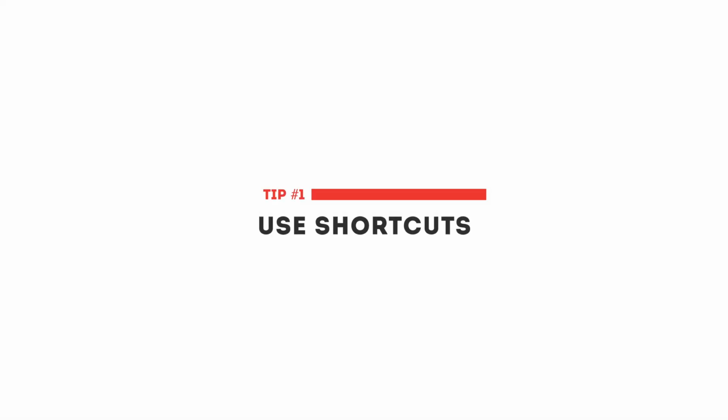With that said, let's get into the first item on this list of time-saving tips to help you edit faster in Final Cut Pro. Number one, use shortcuts. I love using shortcuts because I can instantly perform an edit function or access a section in Final Cut Pro without wasting time navigating through menus to find what I'm looking for.